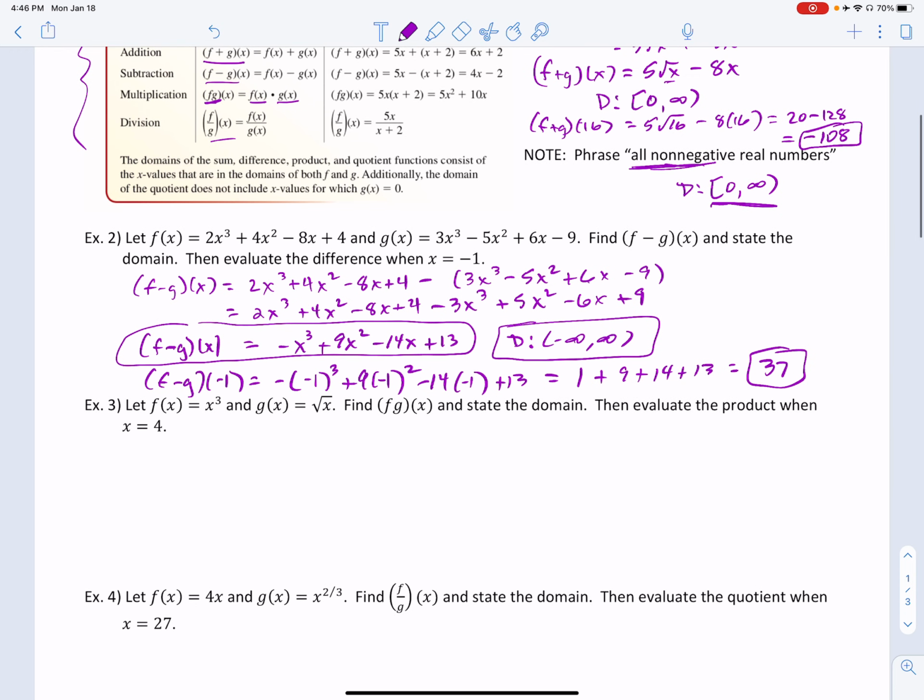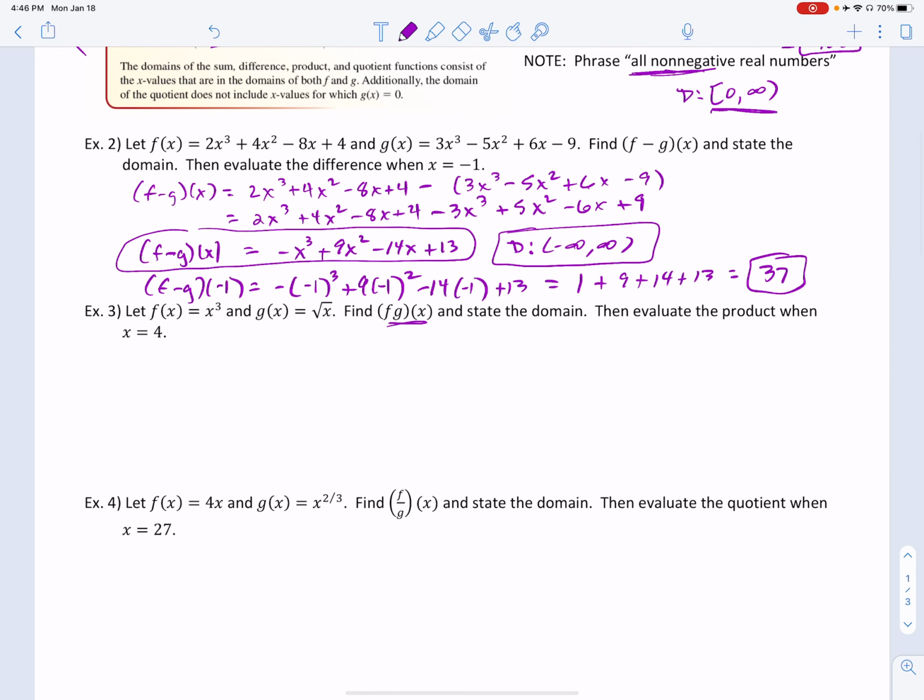Example 3. This right here, fg of x, means we are taking f of x and we are multiplying it times g of x. That's what that means. So you're going to be taking x cubed times the square root of x. So f times g of x is x cubed times the square root of x, but the square root of x is x to the 1/2.